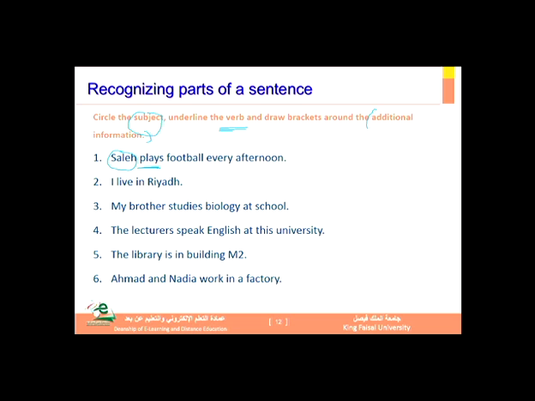So it says circle the subject, underline the verb, and draw brackets around the additional information. So Saleh plays football. More information about Saleh playing football: every afternoon. So this is extra information. We have a number of sentences. We are going to go through them. We indicate where the verb is. We indicate the subject. We underline the verb, and we use brackets to indicate the extra information.